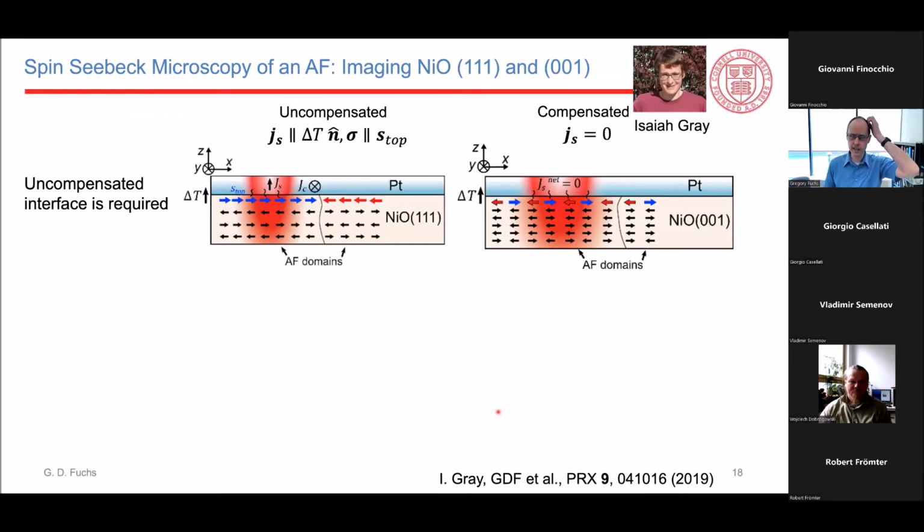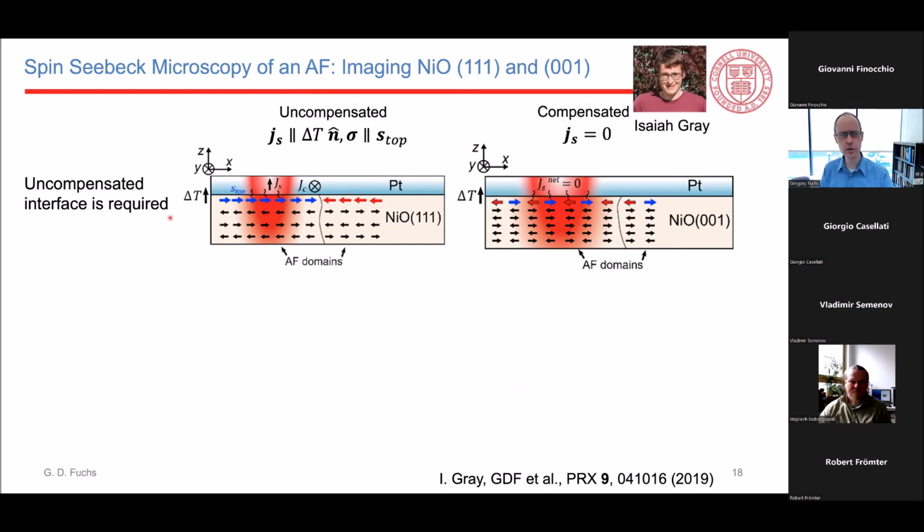Okay, so another thing that I wanted to mention briefly is another look at antiferromagnets using this technique. Here we were interested in current-driven switching in nickel oxide. But the idea was to look at how these domains are actually switching within this material using the spin-Seebeck effect in our microscope. So one of the first things to understand about the spin-Seebeck effect in an antiferromagnet is you have to have some way of breaking the symmetry.